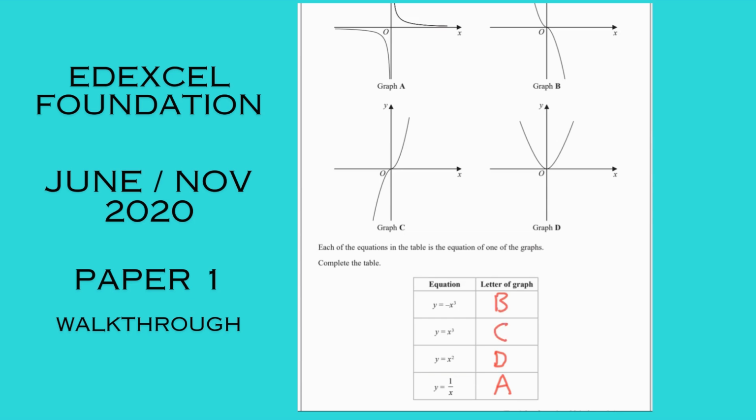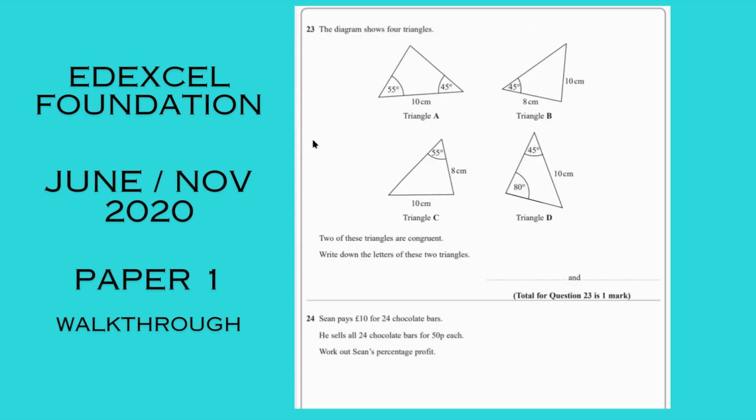So B, C, D, A for the answer. Congruent means same shape and size. Now I think it's a little bit obvious here because there's just not enough information on triangles C and B. But another way of spotting: you've got 2 angles, you can work out the third.